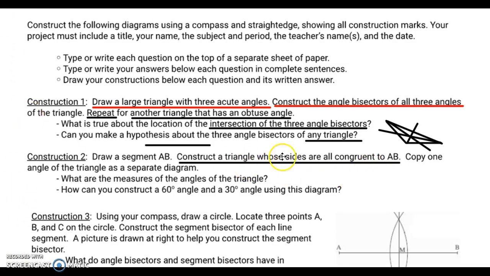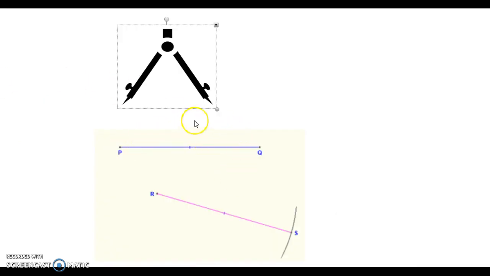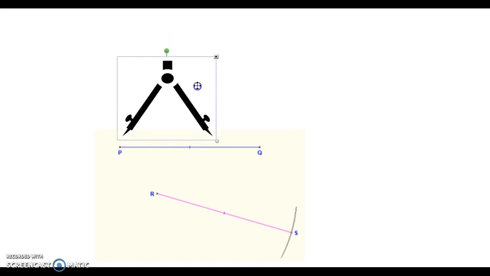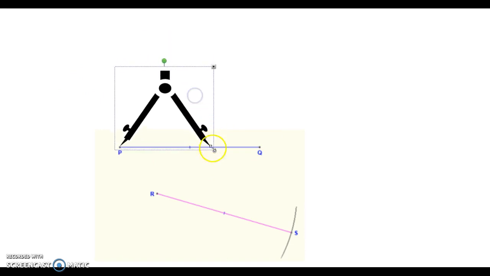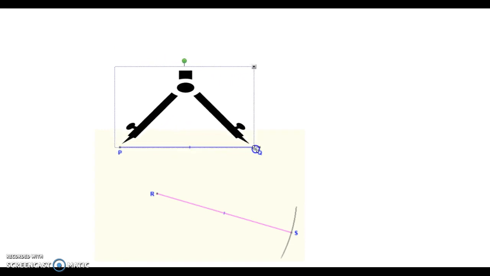If you don't remember how to construct a line segment that is congruent to a pre-existing line segment, I have another example here for you. If you consider this line segment PQ and you're trying to copy it, you would take your compass and put the point here at P, and then, I know that this picture of a compass is a little lame, but bear with me here.